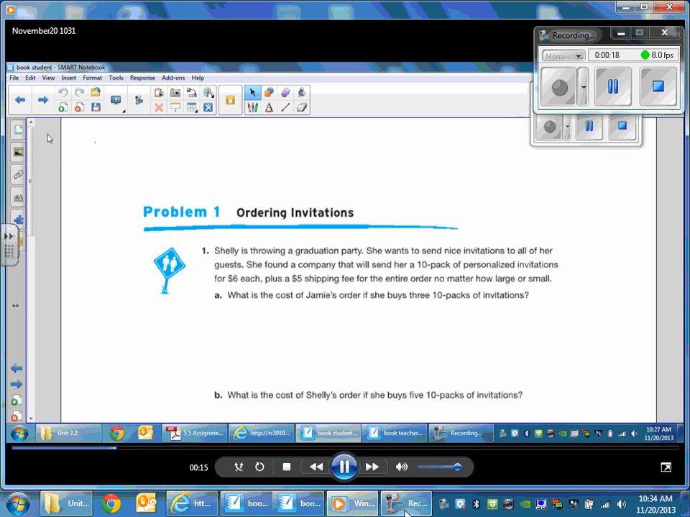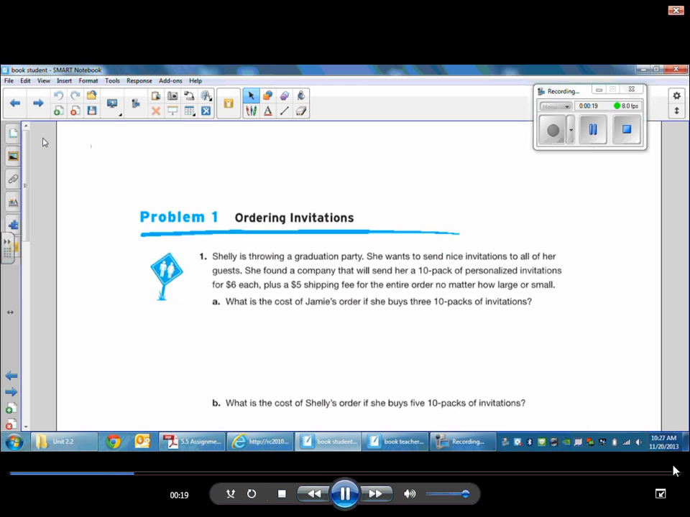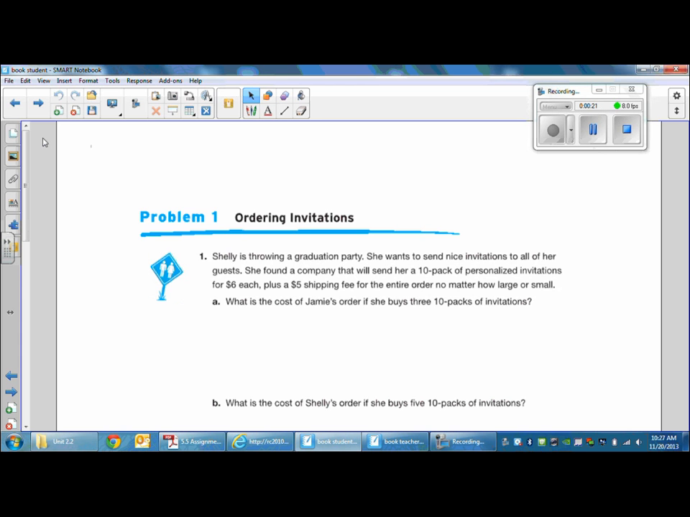Number one says, Shelley is throwing a graduation party. She wants to send nice invitations to all of her guests. She found a company that will send her a 10-pack of personalized invites for $6 each. Plus, she has to pay $5 for shipping for the entire order, no matter how big or small, even if she ordered just one. What is the cost of Shelley's order if she buys 3 10-packs of invites?